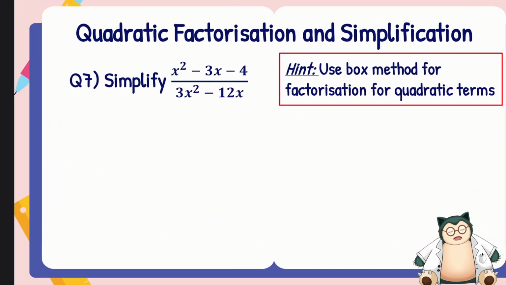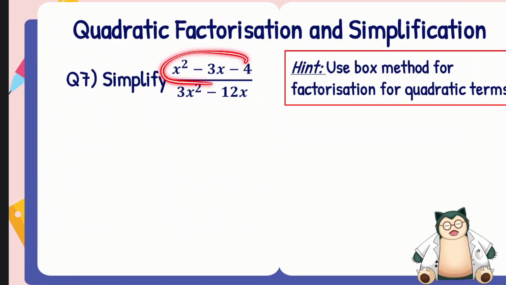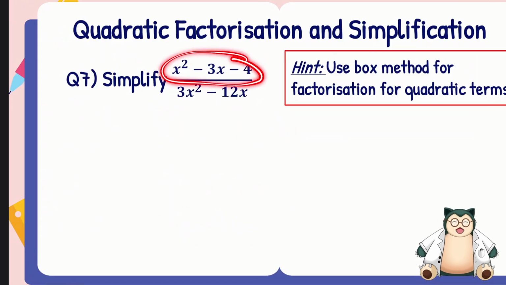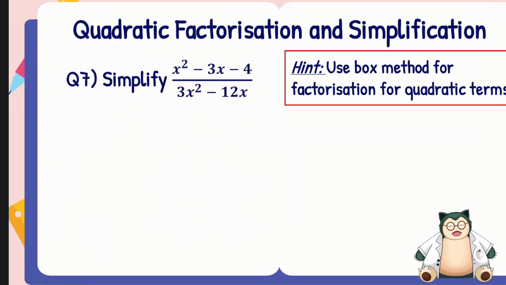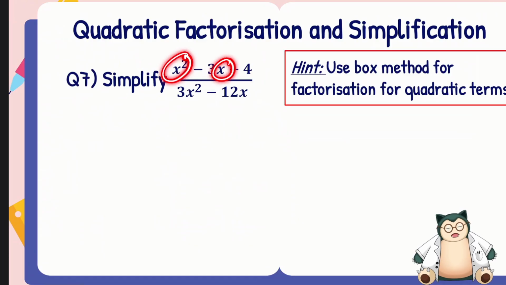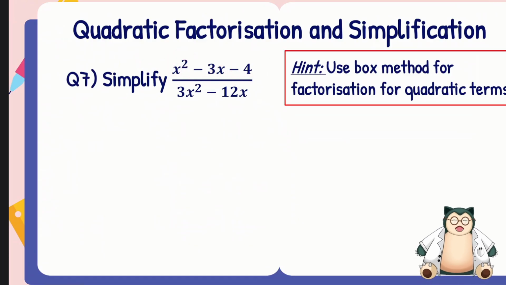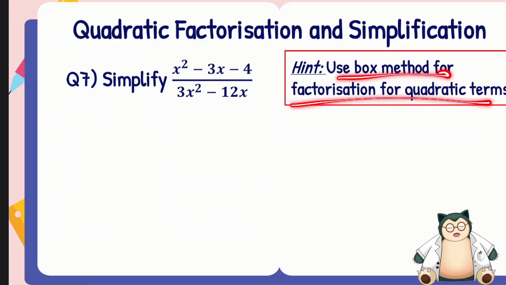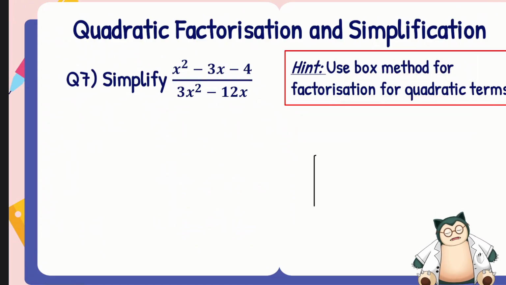Now, when we have a complicated 3-term quadratic expression over here, with an x squared term, an x term, and a constant term, what do we do in this case? The hint is to use the box method for factorization of quadratic terms. If you still remember, we first draw our box.